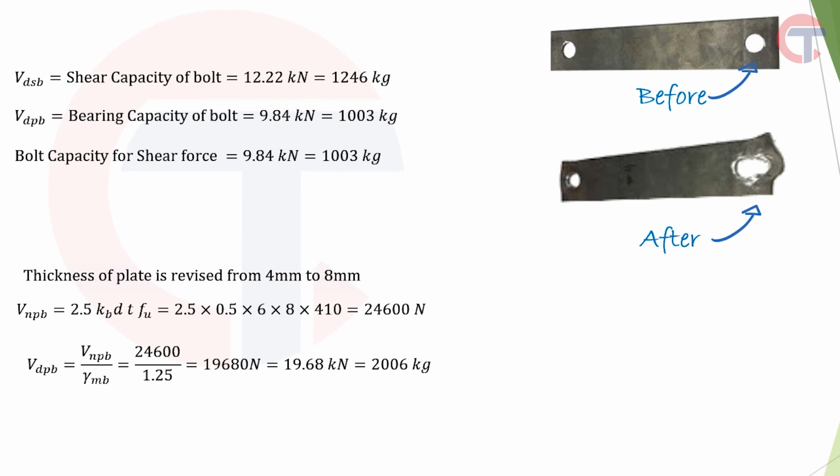Then design bearing capacity of the connection will be VNPB divided by gamma MB, that is 24,600 divided by 1.25. We will get 19,680 Newton, which will be equal to 2006 kg. So as we increase the thickness of the plate to its double, bearing capacity will also be doubled. So now what will be the capacity of the connection for shear force? Again it will be the minimum of the shear force and the bearing capacity, which is now 1246 kg. So this connection is capable of taking a load of 1246 kg.